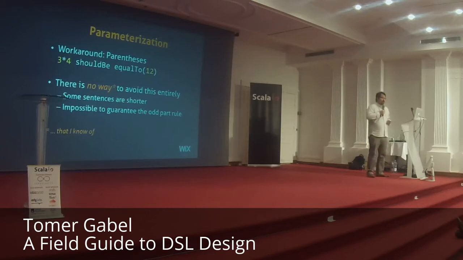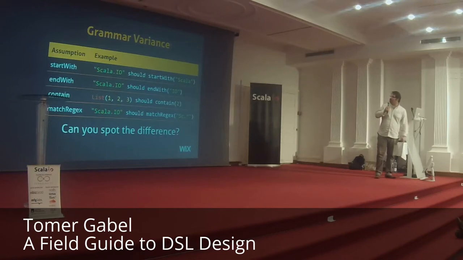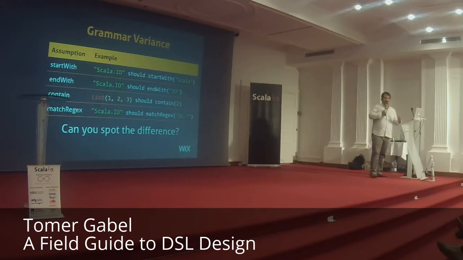Another issue you're liable to run into is grammar variance. We have a set of new assumptions here, things like start with, end with, contain, match regular expression, etc., and some example sentences. And there's a fundamental difference between this shape of assertions and our previous shape. Any ideas?